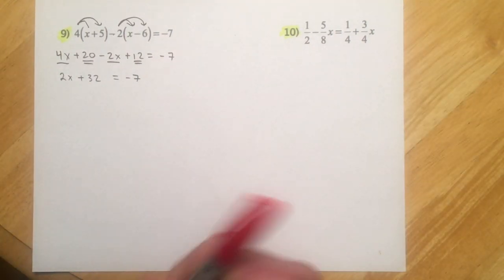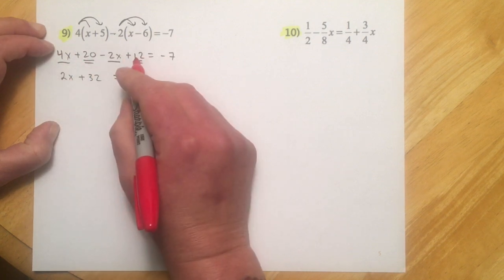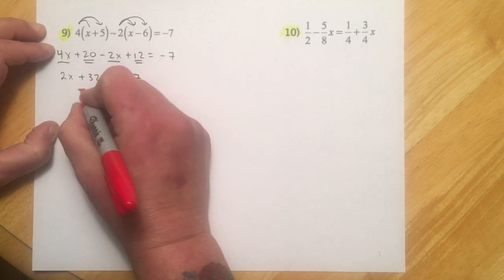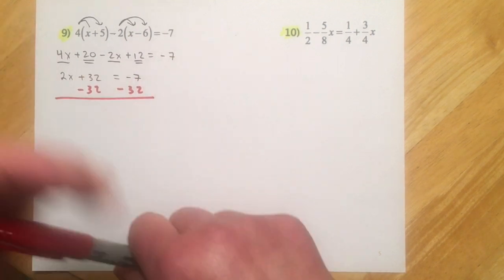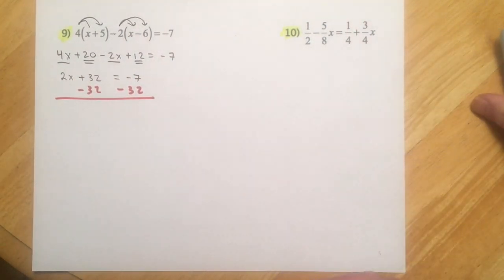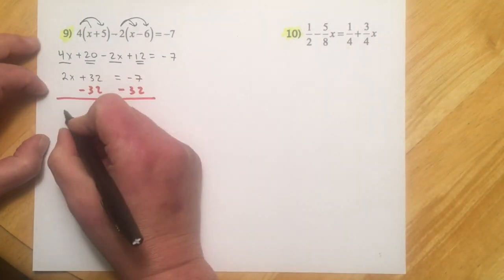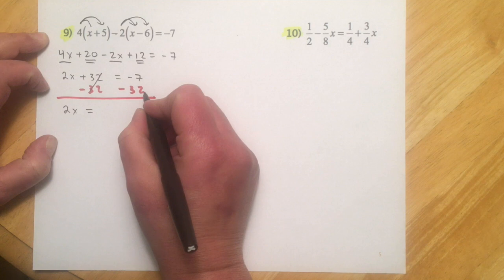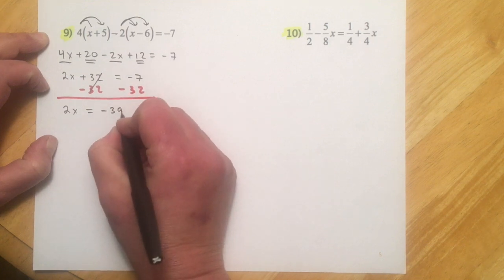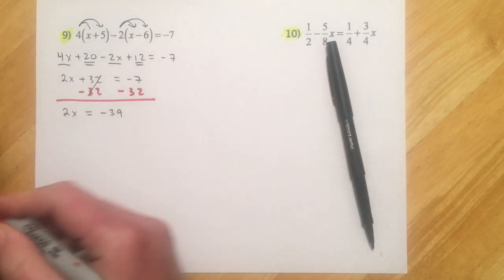Some more unreassuring numbers. So that's going to go -32, or -32, sorry. So 2x, that's gone, equals -39. And then we can just divide the 2 over.